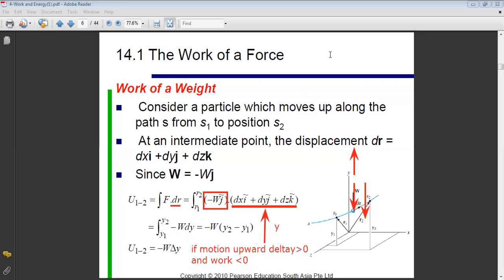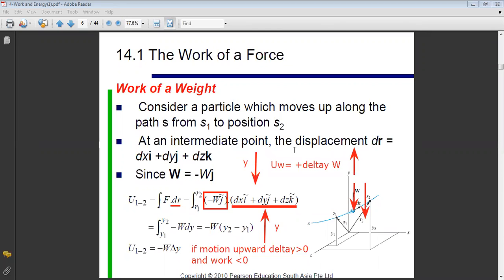And now I will just write it for you here. If I take y positive in the opposite direction, then the formula becomes: the work of the weight, U is the symbol of work, will be plus W delta y. Why here is it plus? Because when I go down, delta y is positive. When I go up, delta y is negative. Okay.